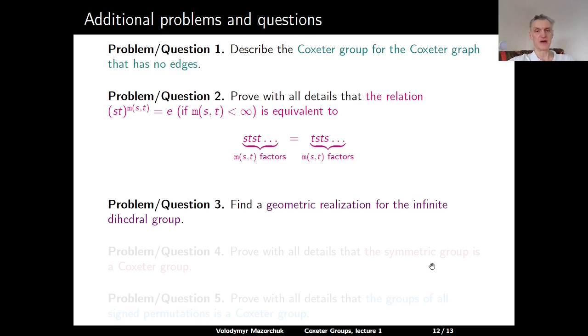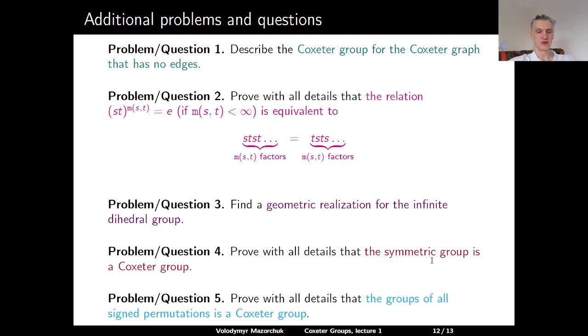Problem question 3. Find a geometric realization for the infinite dihedral group. Problem question 4. Prove with all details that the symmetric group is a Coxeter group. And problem question 5. Prove with all details that the group of all signed permutations is a Coxeter group.